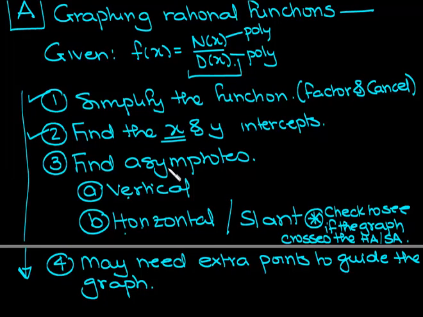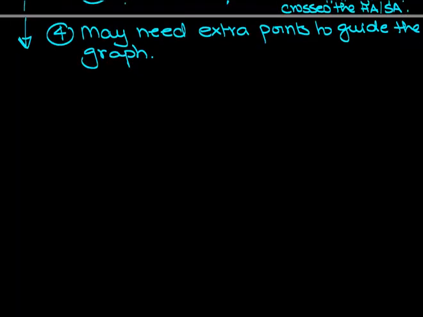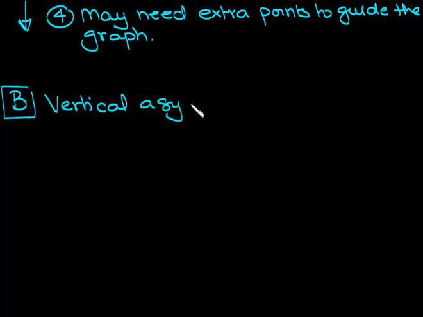So let's talk about asymptotes. The first thing I want to talk about is a vertical asymptote. Let me give you the definition of it, and then we'll talk a little bit more about it and how to find it. So what is a vertical asymptote? I'll abbreviate that VA.